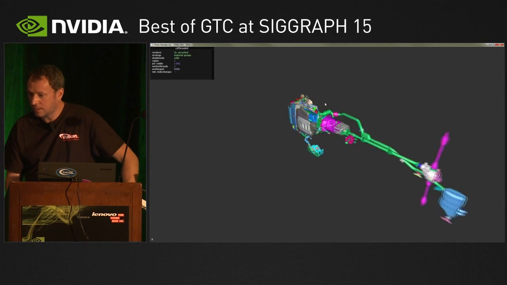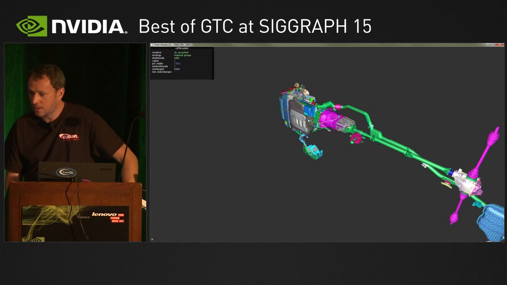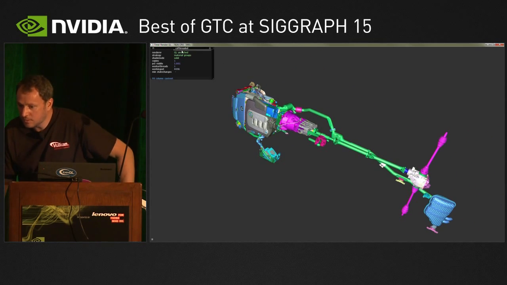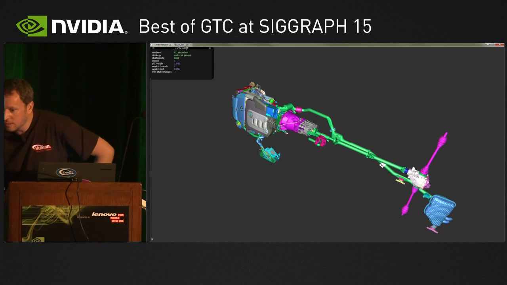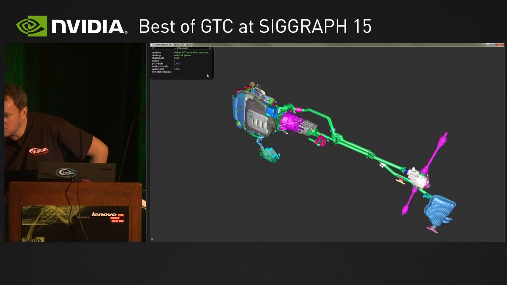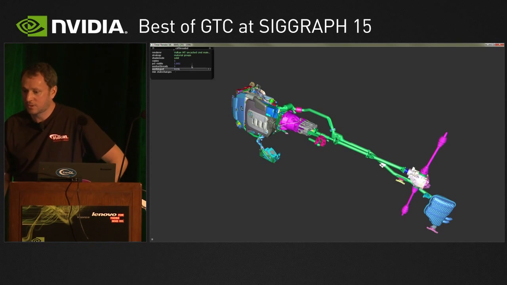So this one has about 100,000 draw calls per frame. And then you can see that our CPU usage for GL is 5,500. Now if we switch to Vulkan, we can see our CPU usage drop down to 1,100-ish. Now I'm going to show you something really cool.